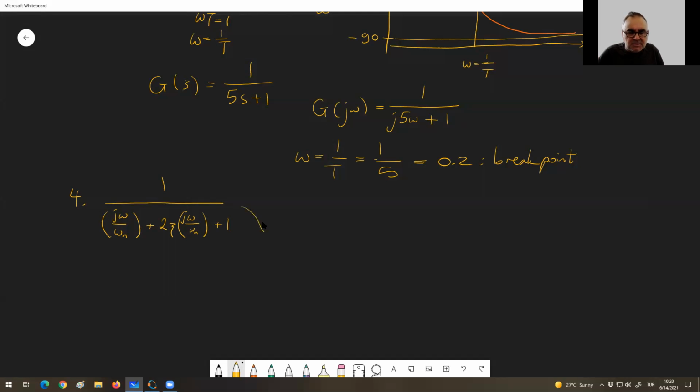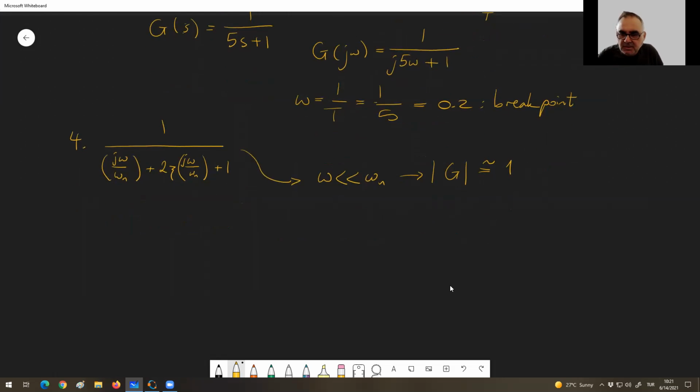Again, we will be looking at the asymptotes, and omega is much less than omega n. So when omega is close to 0, omega much less than omega n means that these terms are very small. So the amplitude is equal to 1, okay? And G in terms of dBs will be equal to 0 dBs, which will be 20 times log of 1, which is 0.